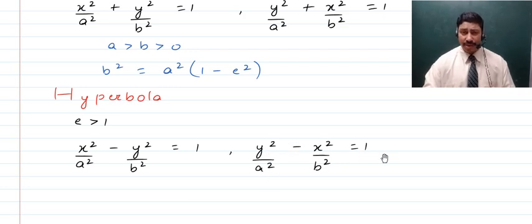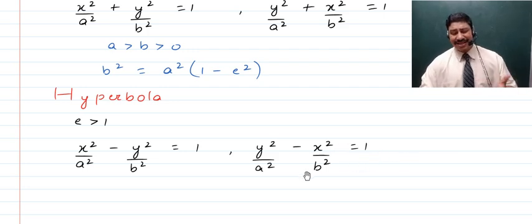So you got to remember that with x square, if the sign is positive, then it will be a horizontal hyperbola. And with x square, if the sign is negative, then it will be a vertical hyperbola. Or you can even say that if the sign with y square is positive, then the hyperbola will be a vertical hyperbola, having its axis along the y-axis if it is in the standard form.